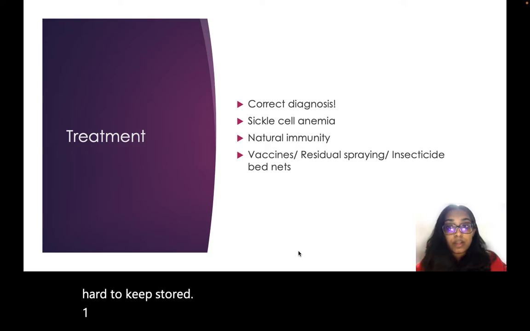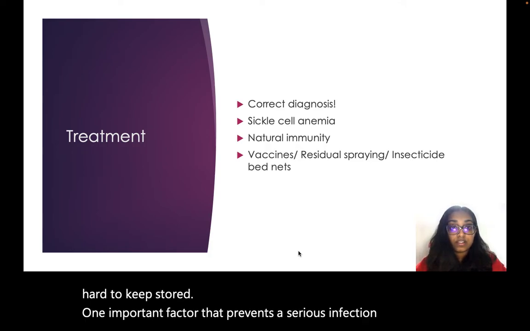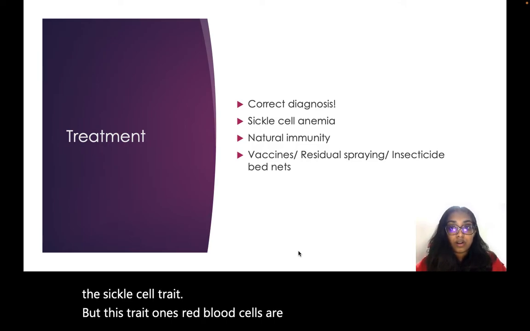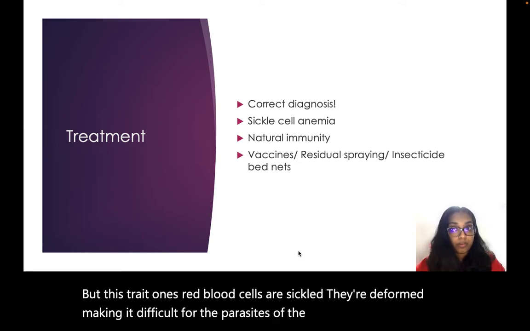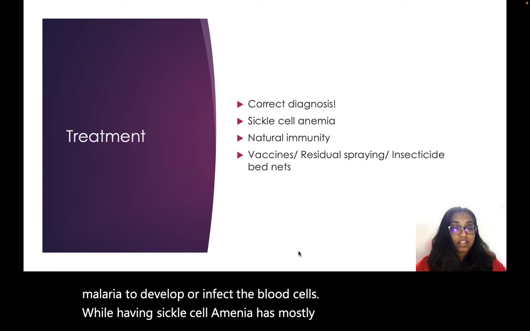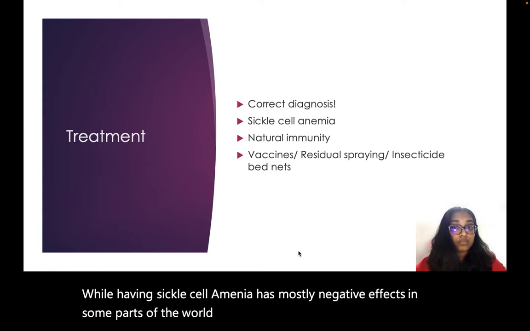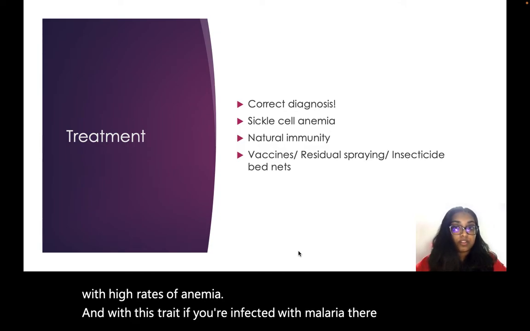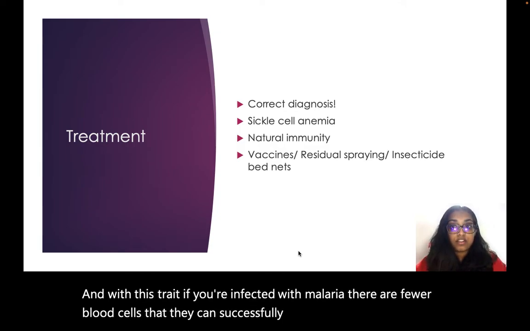One important factor that prevents a serious infection of malaria is the sickle cell trait. With this trait, one's red blood cells are sickled, they're deformed, making it difficult for the parasites of Plasmodium falciparum malaria to develop in or infect the blood cells. While having sickle cell anemia has mostly negative effects in some parts of the world, having it is really beneficial in locations with high rates of malaria. With this trait, if you're infected with malaria, there are fewer blood cells that they can successfully invade. This reduces the symptoms and illness associated with malaria.